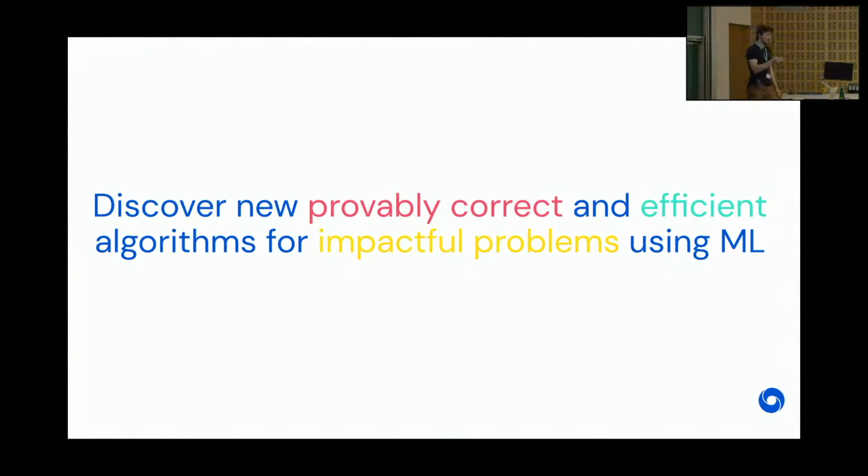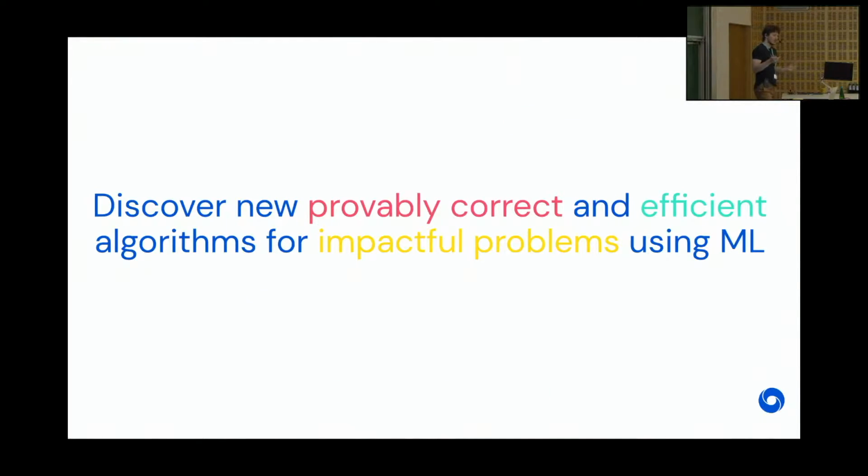There are a few key keywords in this mission. One, we really want provably correct algorithms. So we want to discover a piece of source code that we are sure works for every instance. We are not interested in this case in approximations, neural or otherwise. We want, of course, these algorithms to be efficient and to solve important problems.